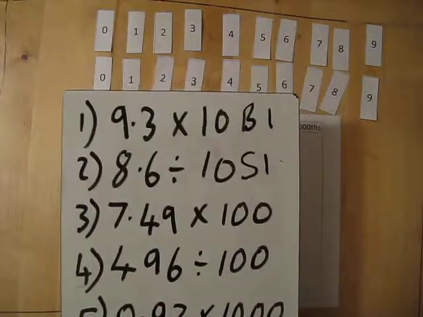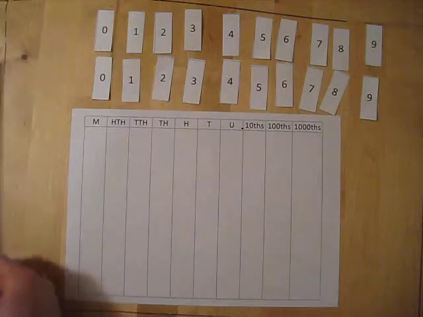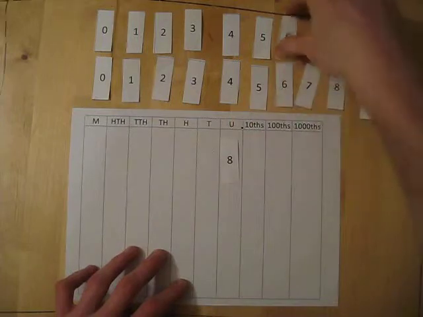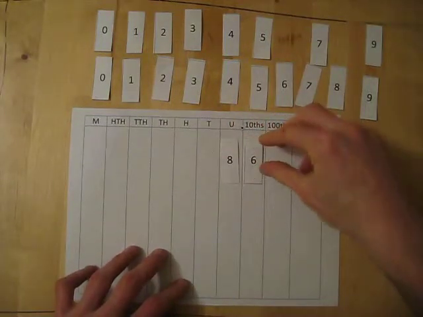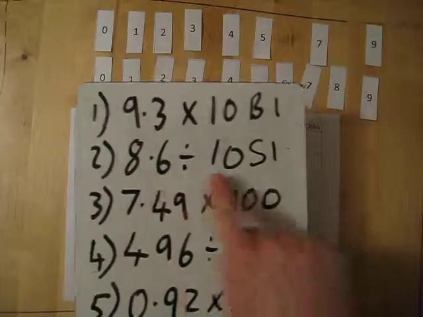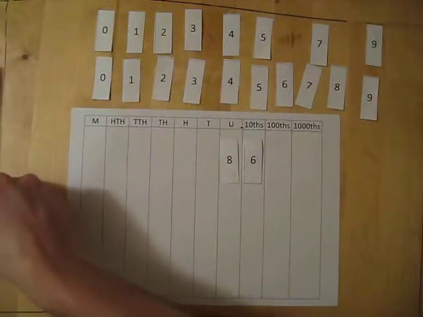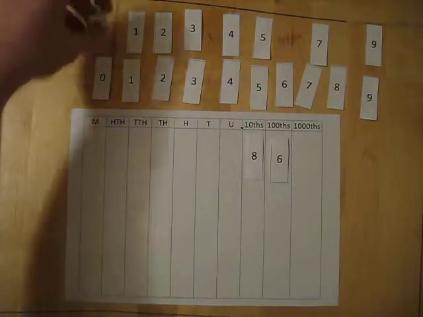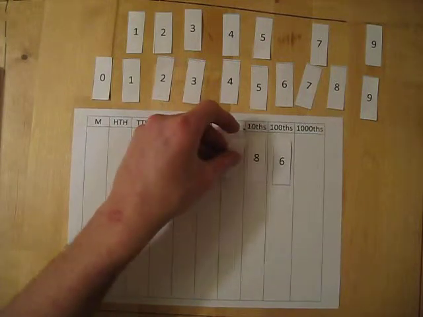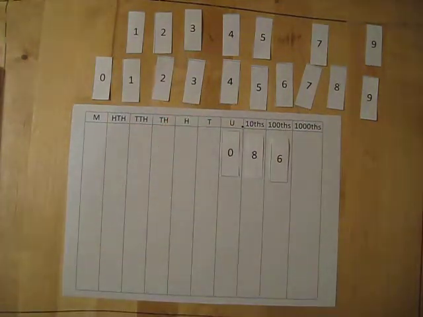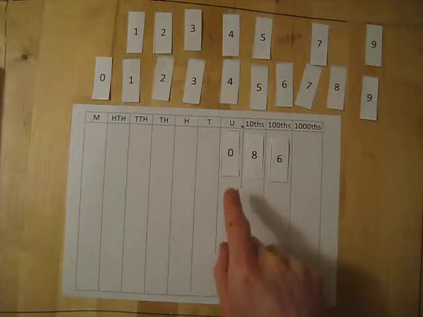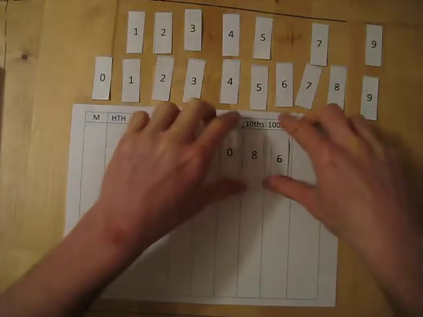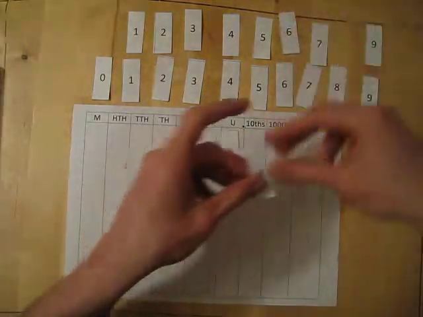Okay, so we need to put 8.6 onto our place value chart. So I'll get my 8 and then my 6. So 8.6 is on. And like I said, it gets smaller by 1 place, so we just move everything down 1 place. And one thing we need to remember is the decimal point will just need a little frame beside it so it doesn't run away. So the answer to 8.6 divided by 10 is 0.86.